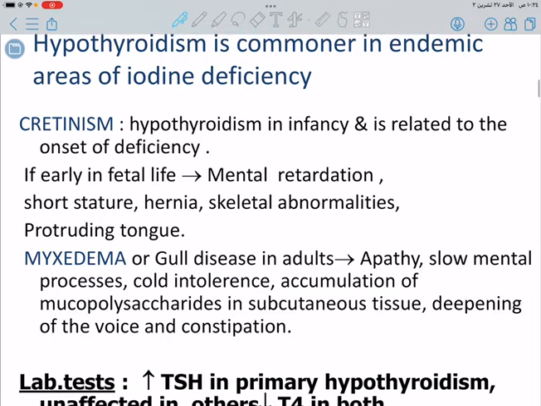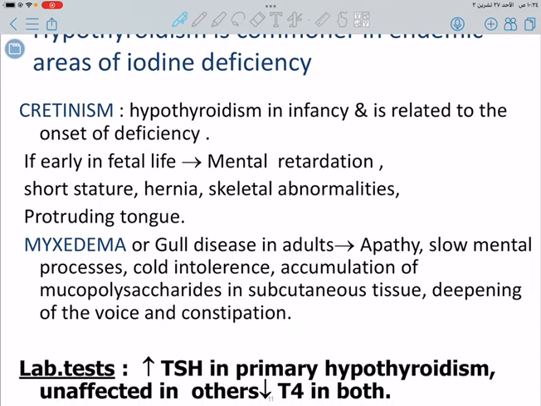Hypothyroid in infancy is related to the onset of deficiency. If it occurs early in life, for example in those with developmental dysgenesis, or whose mother had iodine deficiency when she was pregnant with the baby, it causes something I call cretinism. Cretinism is hypothyroidism in an infant or a newborn. What does newborn mean?